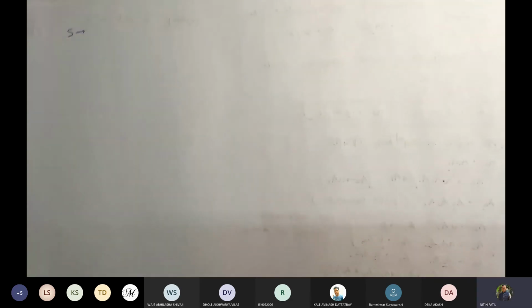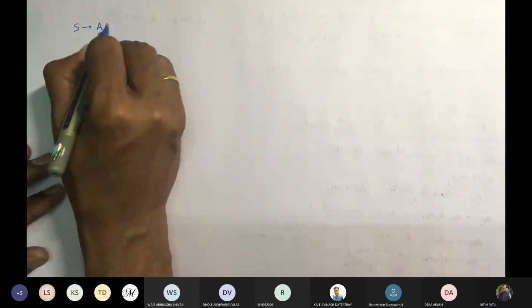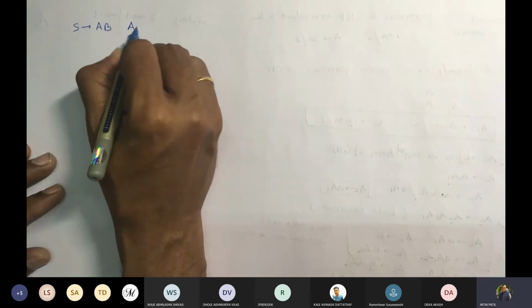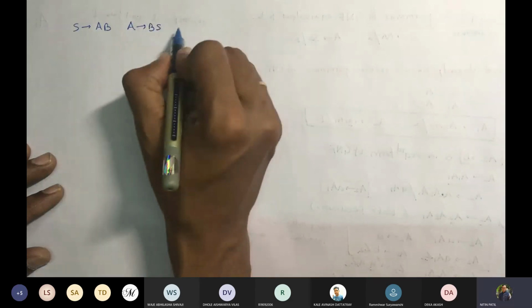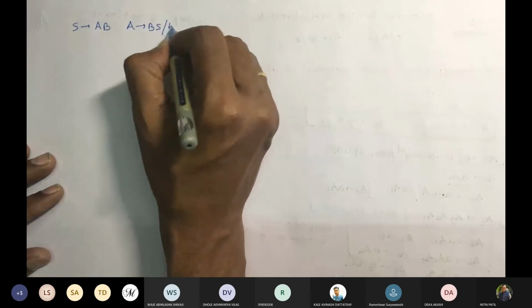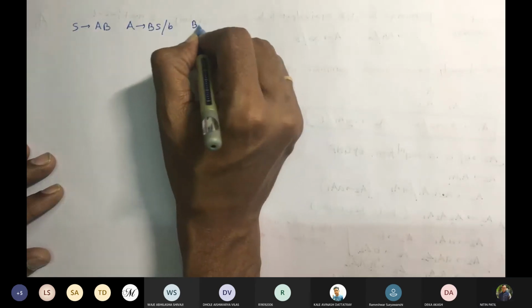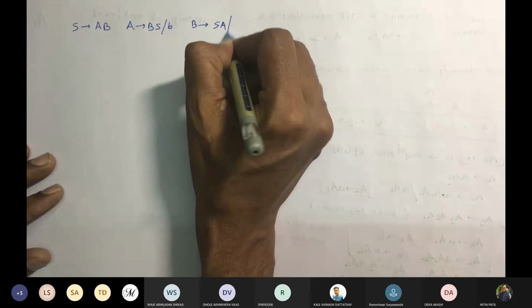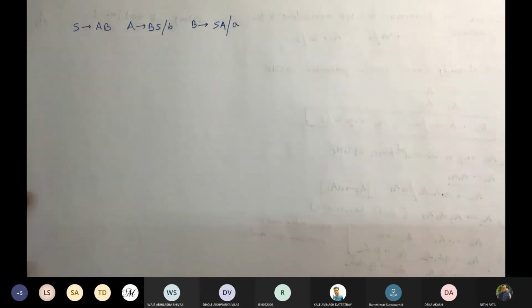Another example. S gives AB. A gives BS or B, and B gives SA or A. So is it in required form? Is it in CNF? मैं डाल देता हूं आपको, ये आपको सॉल्व करना है साइड बाय साइड.